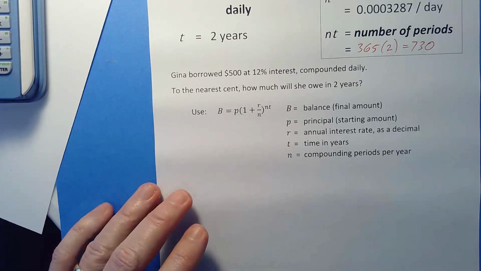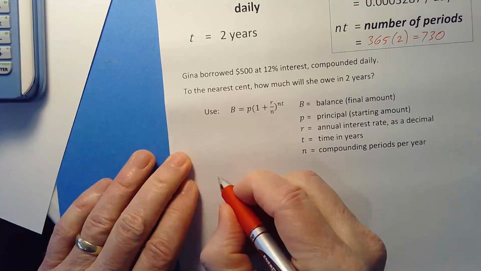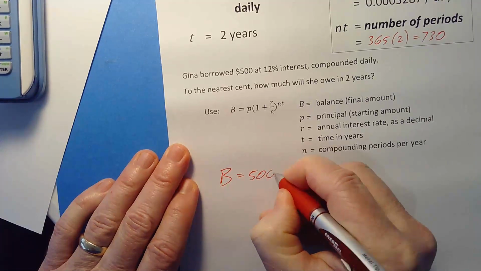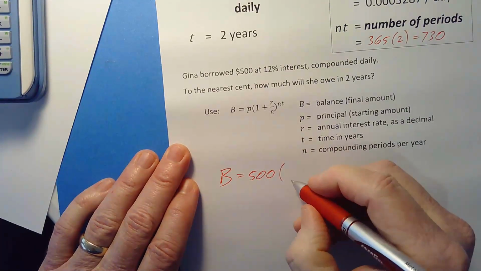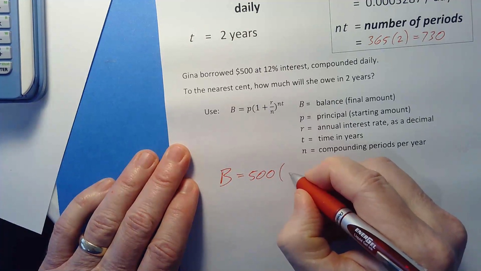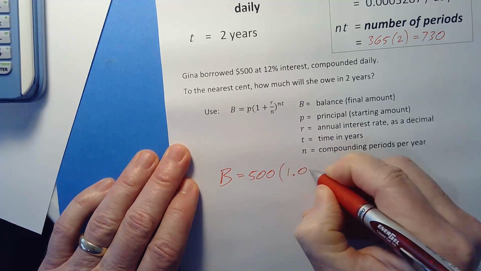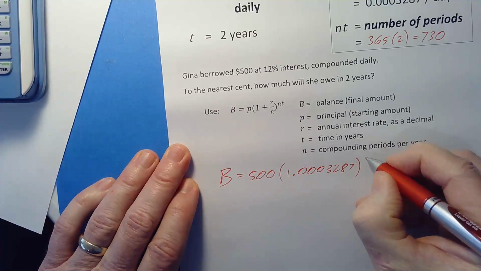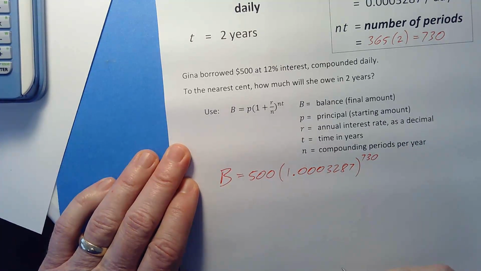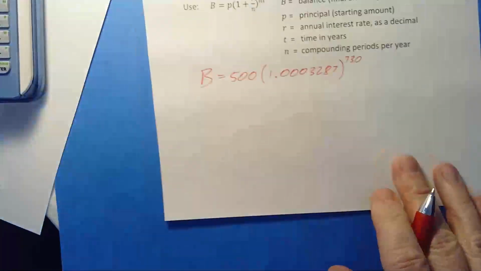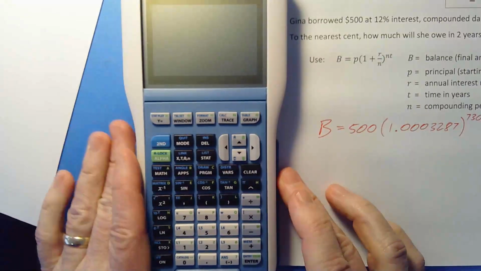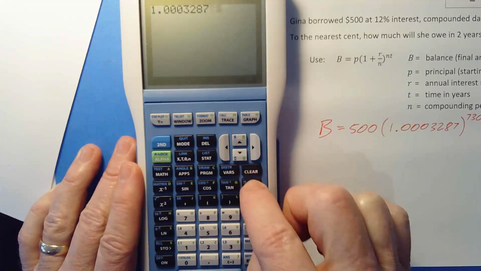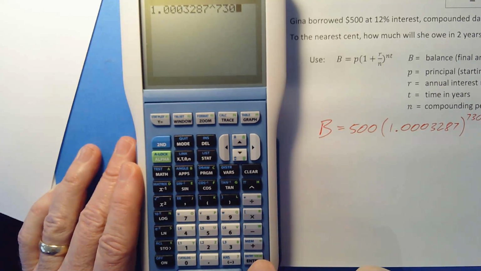Let's now look at this one. Again, it's the same equation we've been using. B equals, principal is $500, times, and this is where we have to be very careful how we do this, 1.0003287 to the power of 730. Now let's see what that looks like on our calculator. Let's clear this. We've got 1.0003287 to the power of 730. Press Enter.